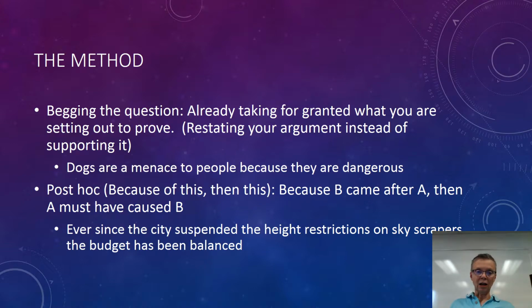Post hoc, because of this, then this. Because B came after A, then surely A must have caused B, right? So, ever since the city suspended the height restrictions on skyscrapers, the budget has been balanced. What? Just because those two fell in line chronologically, one right after the other, doesn't mean they are related. Doesn't mean that B supports A because B came after A. The two events here are entirely unrelated.